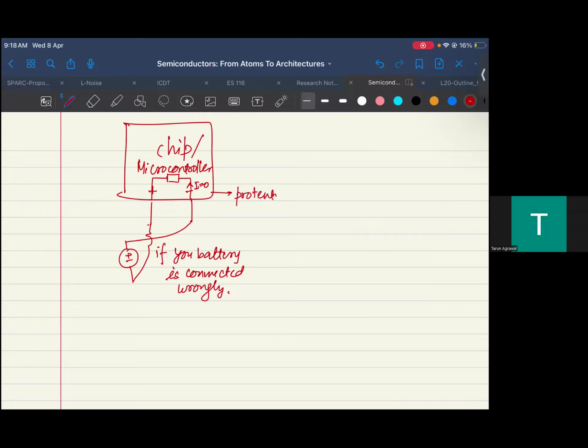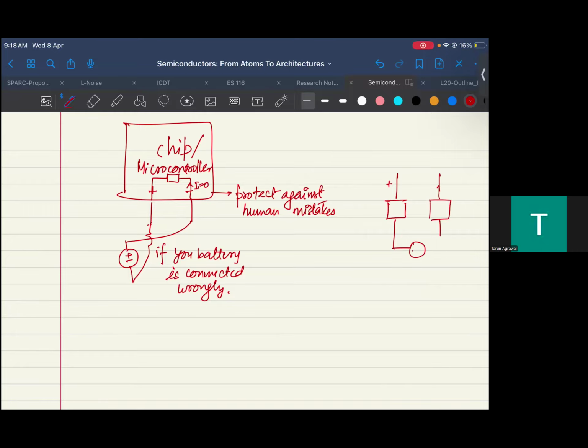The question is, how does your chip protect against our mistakes, against human mistakes, right? Like connecting the battery opposite to that. And how does it protect? Because it does need some kind of protection. That means it needs some block. So let's say this is the positive terminal. When I'm connecting the battery, there is a block, let's say like this.